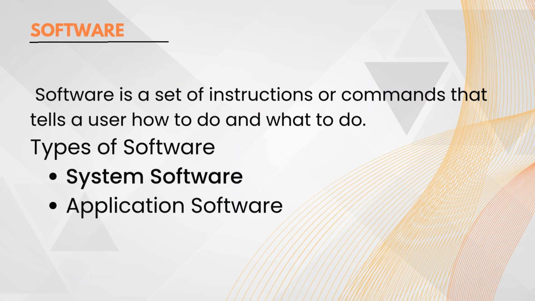Software. Software is a set of instructions or commands that tell a user how to do and what to do. Types of software: first, system software, and second, application software.